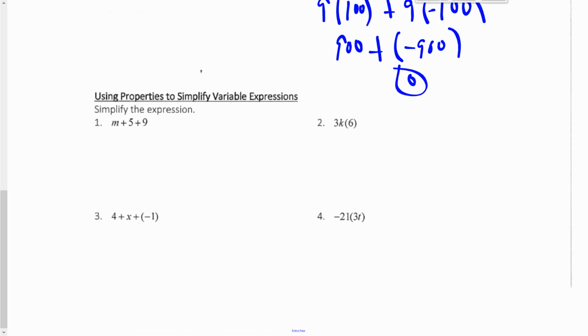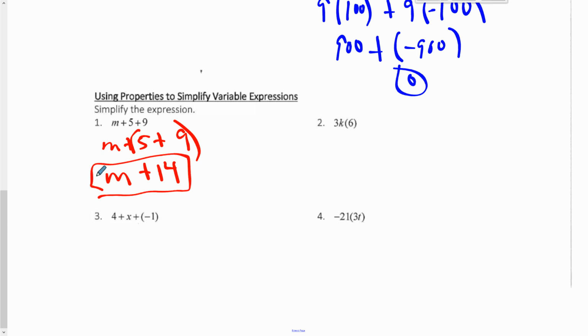The next section says to simplify the expression, and we're using properties to simplify variable expressions. So what we could say for this first one is that we can use the associative property and move our grouping around. So we can put 5 and 9 together and get 14, and then we just have m plus 14. We'll talk about this more later, but I cannot put those together. For number 2, I can use the commutative property and move my multiplication around and just do 3 times 6 first and get 18 and just tack on the k because again I can't do anything with those.